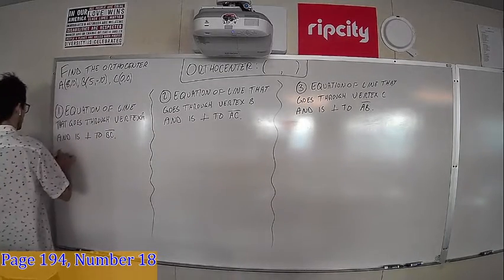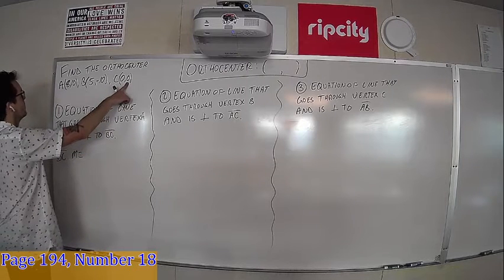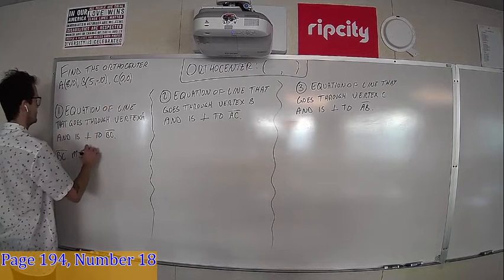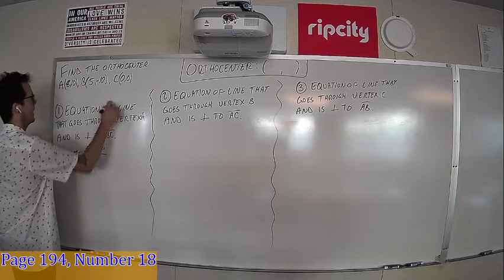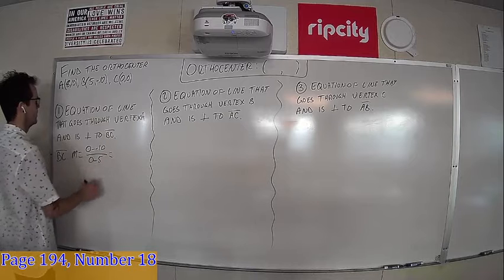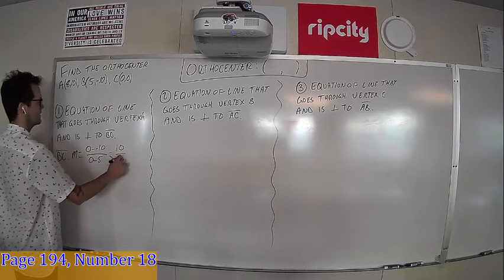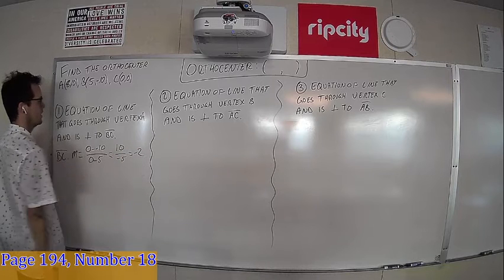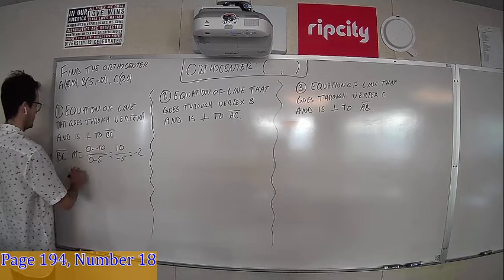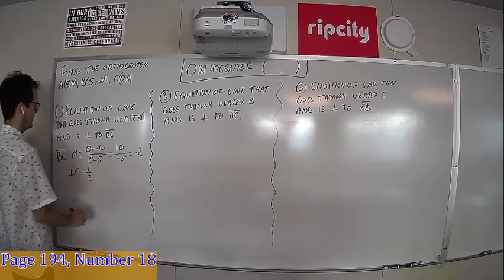BC, we need to find your slope. So I'm going to do 0 minus -10 on top, and then 0 minus 5 on the bottom. 0 minus -10 is +10. 0 minus 5 is -5. So we have a slope of -2. The perpendicular slope, so that's the opposite reciprocal of -2, is +1/2.